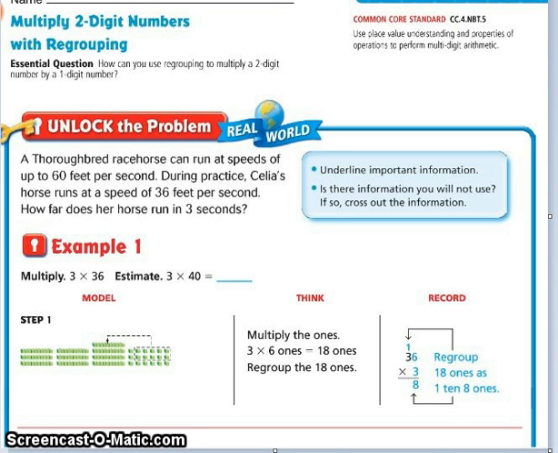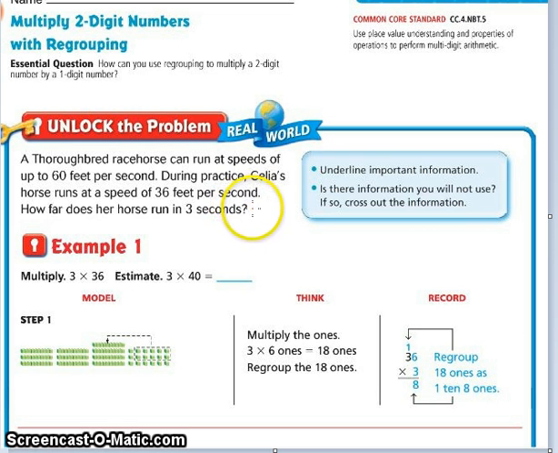A thoroughbred racehorse can run at speeds of up to 60 feet per second. During practice, Celia's horse runs at a speed of 36 feet per second. How far does her horse run in 3 seconds?